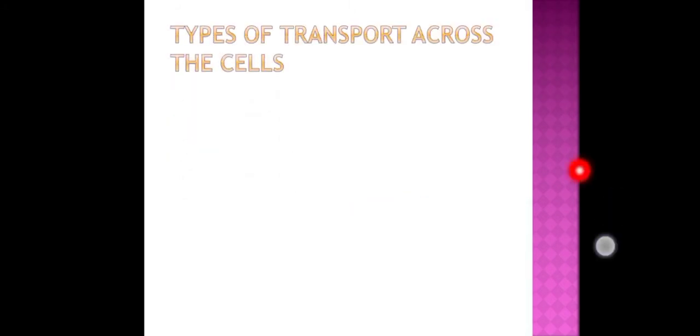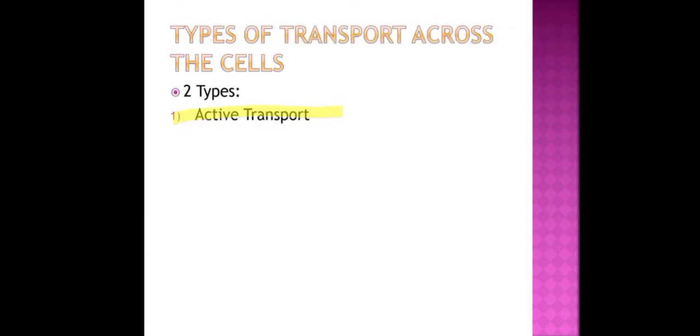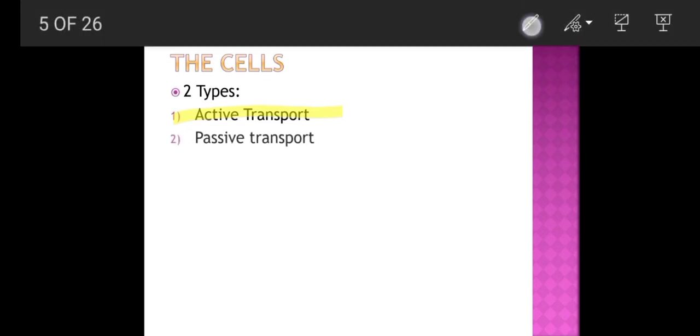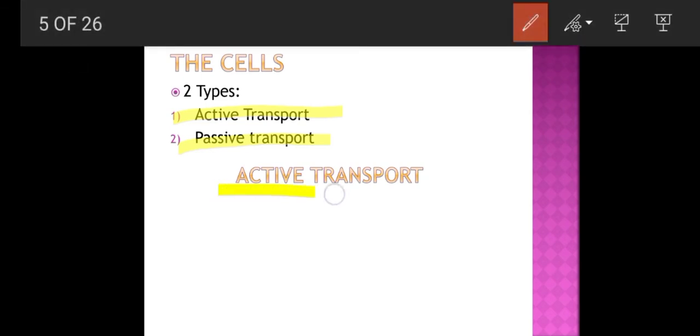Now we will come to our main topic, that is the types of transport across the cells. There are two types of transport. One is active transport and the other one is passive transport. What is active transport?